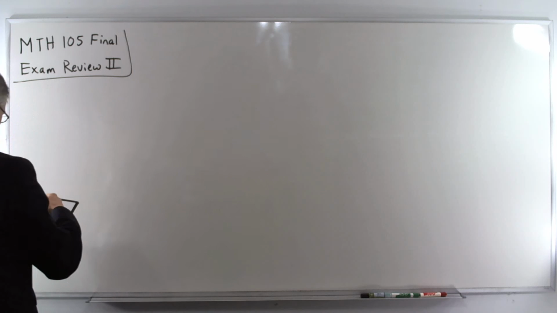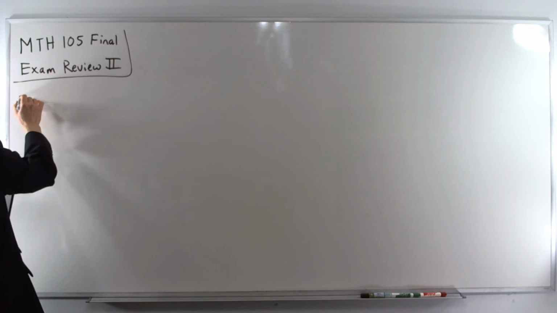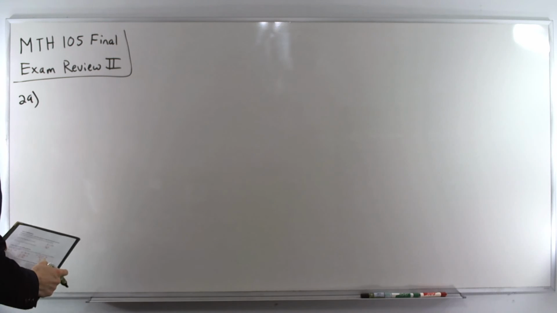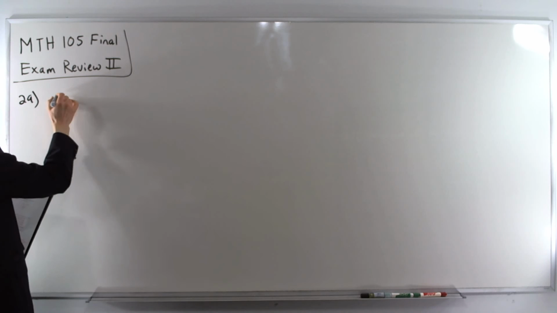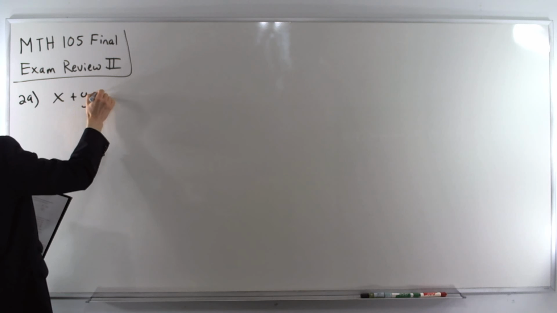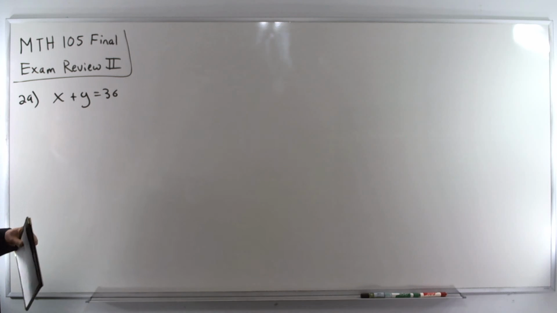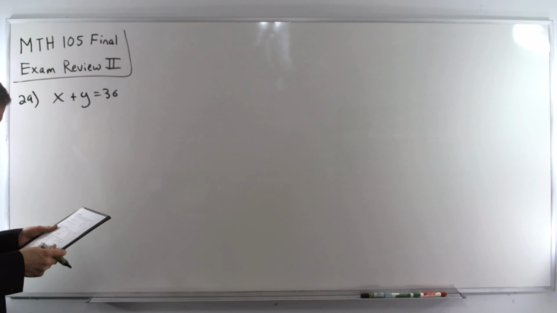Next up, we have number problems. The sum of two numbers is 36. All right, let's just make the two numbers x and y. x plus y is 36. All right, sum is addition.